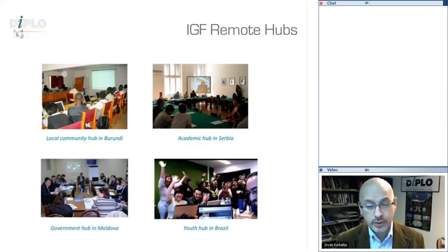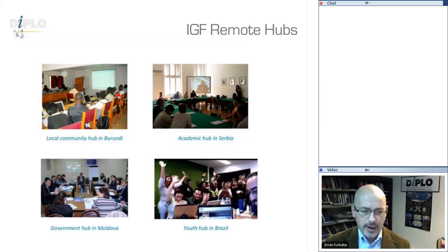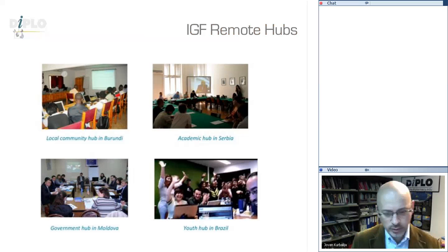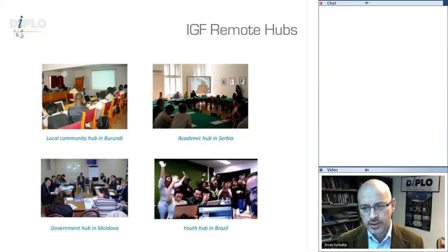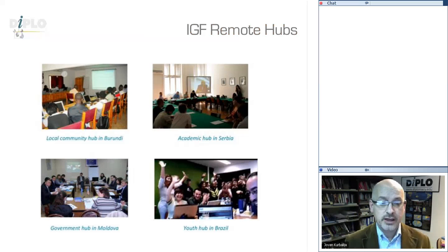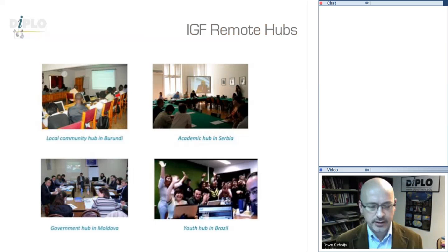There was an academic hub in Serbia, at the faculty of literature, and they were interested basically in linguistic aspects of internet governance. A government hub in Moldova followed one of the events, and there was a youth hub in Brazil. As you can see, all of these hubs follow the main event, the Internet Governance Forum, which was conducted somewhere remotely, I think in this case in Baku, if I'm correct, or in Vilnius, Lithuania.